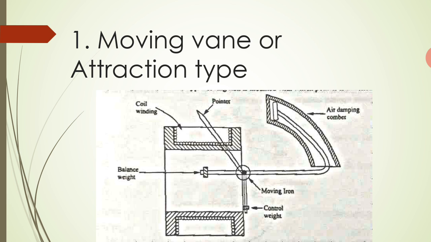The damping of the moving system is obtained by air damping, in which a light aluminum piston moves freely inside a curved cylinder closed at one end. The resistance offered by air in escaping from the restricted space around the piston effectively damps out any oscillations.